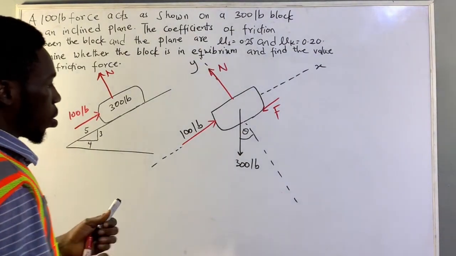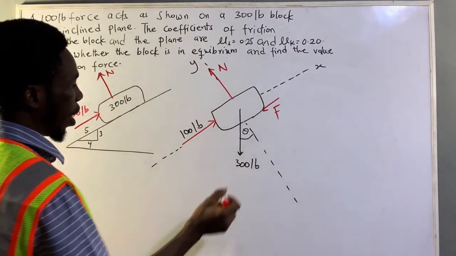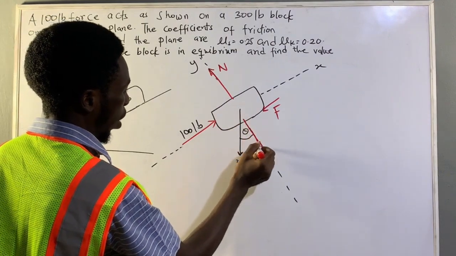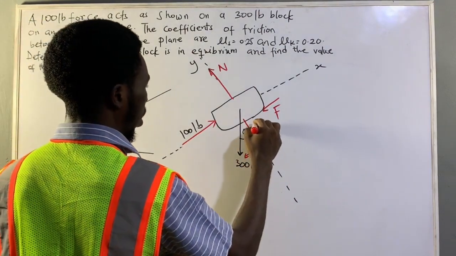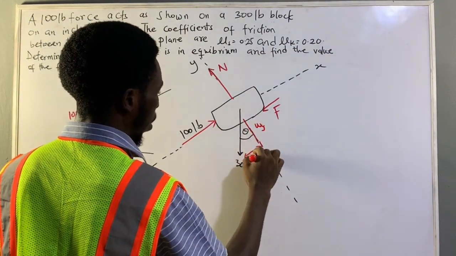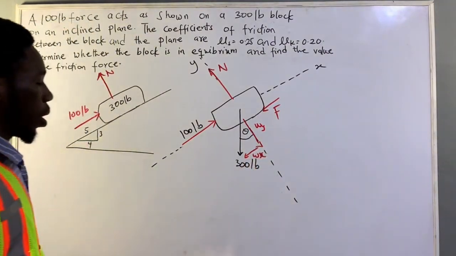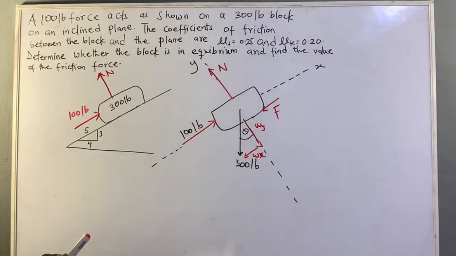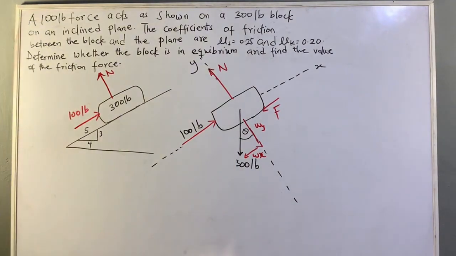Because this weight force is making an angle with the y-axis, it's going to have two components, right? One in the y-axis direction and one in the x-axis direction. Let's name them Wy and Wx. Now what you're going to do next is find the components of the weight force that the block is exerting on the surface. But before you can do that, you must know the value of this theta here.